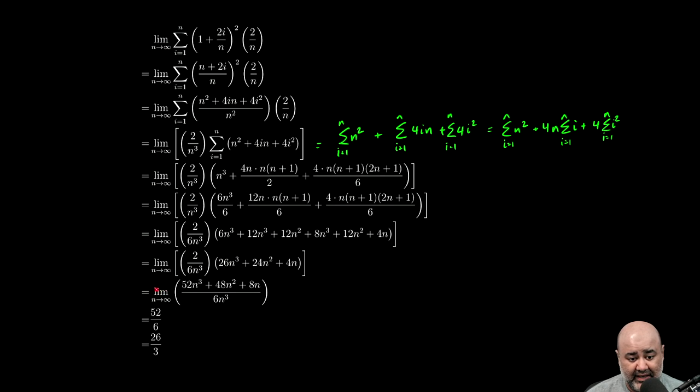Some of you might say, well, why can I not just take the limit of this right away? It's because the area is not equal to this expression. The area is approximately equal to this expression, but it is equal to the limit of this expression. Degrees are the same. Degree for numerator and denominator are both cubes. So if we do 52 divided by 6, that reduces down to 26 over 3, which is our area.